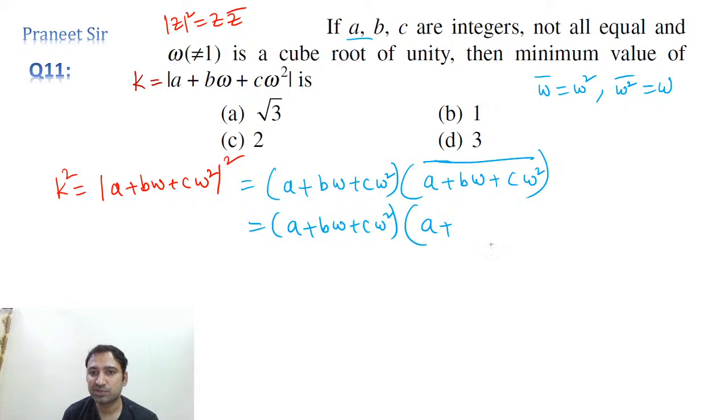Okay. So tell me, this is what we're getting: B omega square plus C omega. Let's multiply this and see what we get. So total 9 terms we get. So let's calculate this and check how much we get.